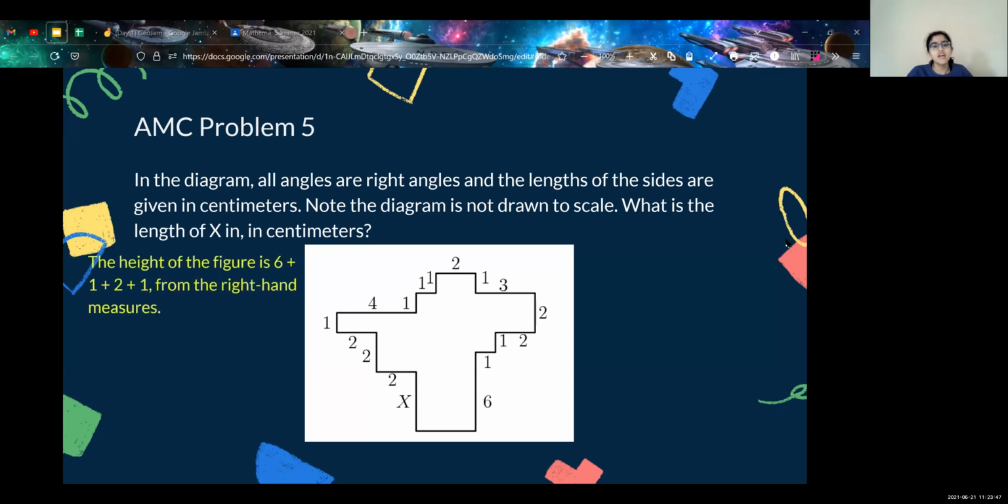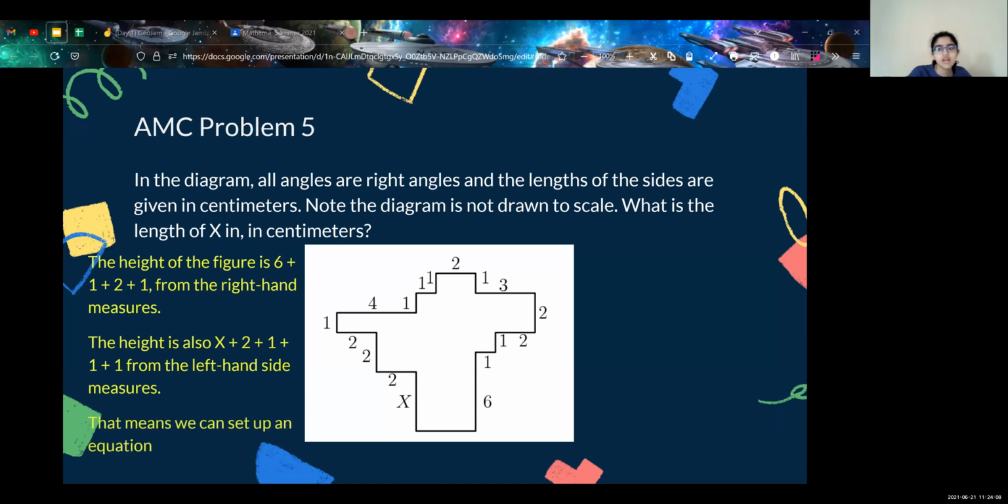So the height of the figure is 6 plus 1 plus 2 plus 1. And so the height is also equal to x plus 2 plus 1 plus 1 plus 1. So we can set up an equation: 6 plus 1 plus 2 plus 1 equals x plus 2 plus 1 plus 1 plus 1. When we simplify it, it is just 10 equals x plus 5, and we subtract 5 from both sides and we get 5 is equal to x.